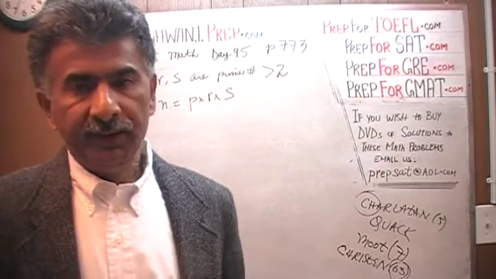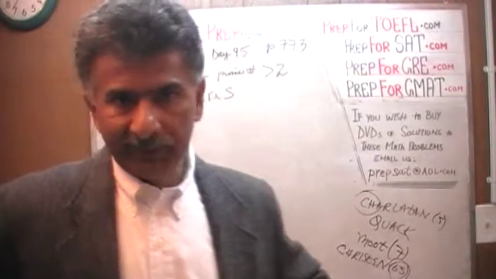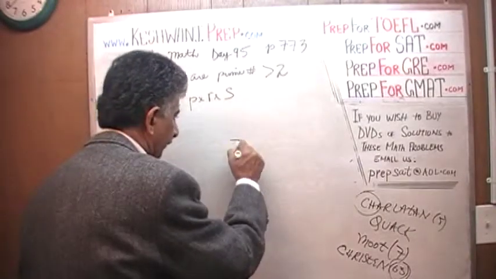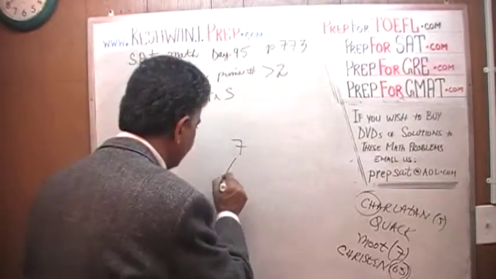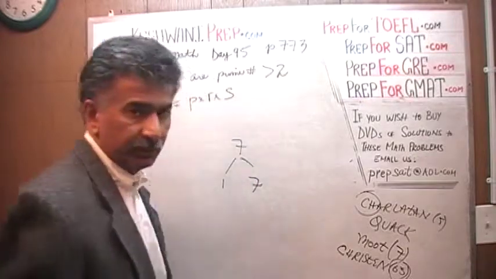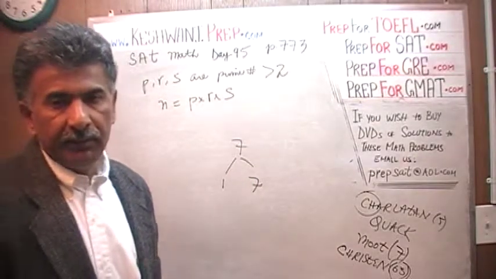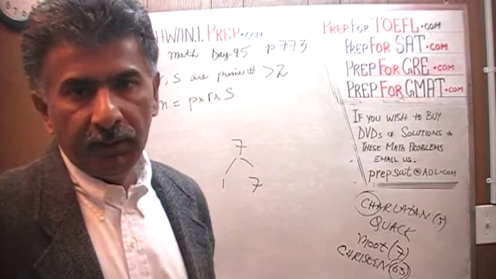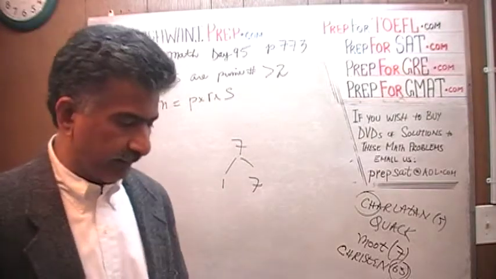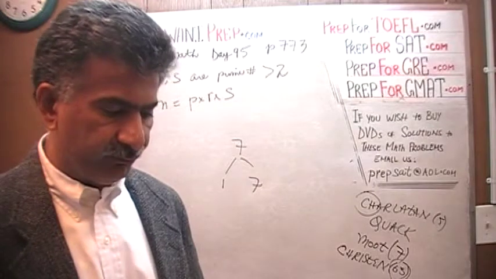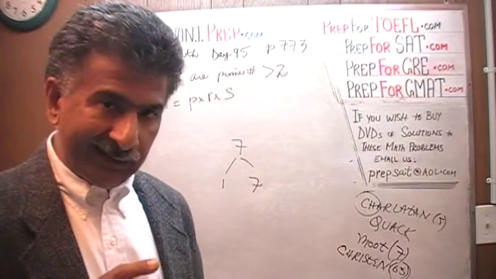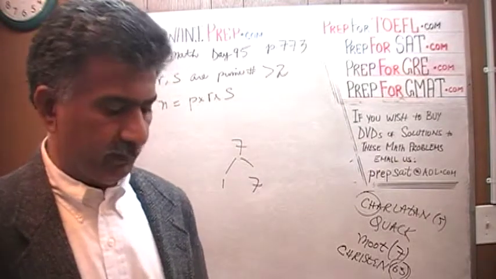Of course, any number has a factor of 1 and itself. For example, 7 has a factor of 1 and 7, even though it's a prime number. That's the definition of prime number. You can divide evenly any number by 1 and itself. So that's what it says here. How many positive factors, including 1 and the number itself, does n have?